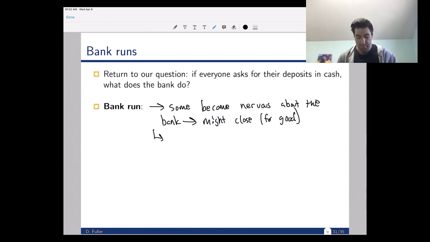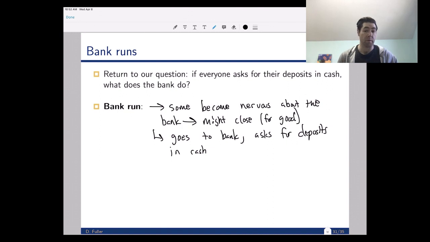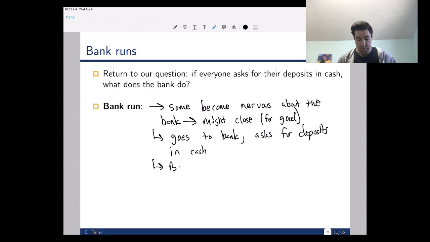So this group of people goes to the bank, asks for deposits in cash or to transfer them to another bank, right? So I'm going to close my account at the bank. Now, if enough people do this, the bank is going to start to run short on cash. They only have a fraction, typically 10% of their deposits on hand as cash. So if more than 10% of the deposits come at the same time to ask for cash, the bank can't do that. So the bank starts to run short on cash.